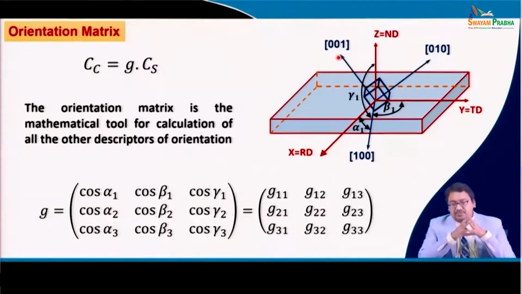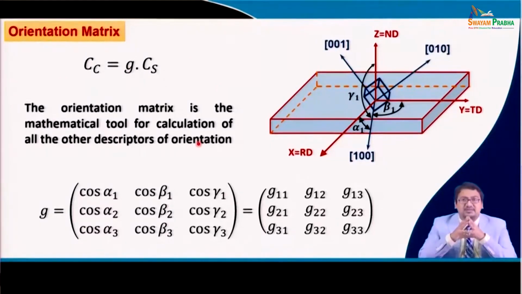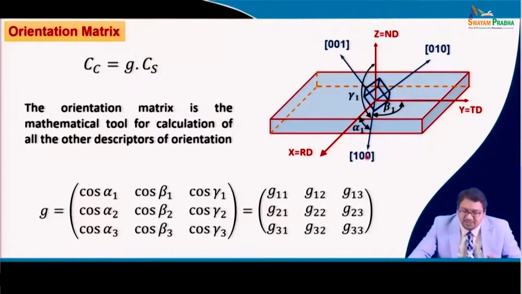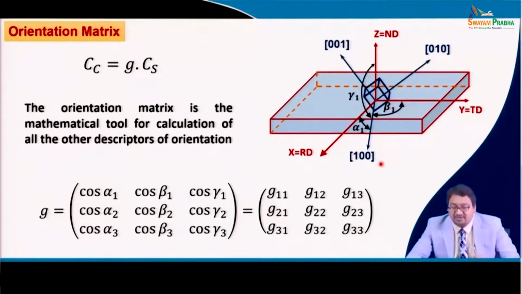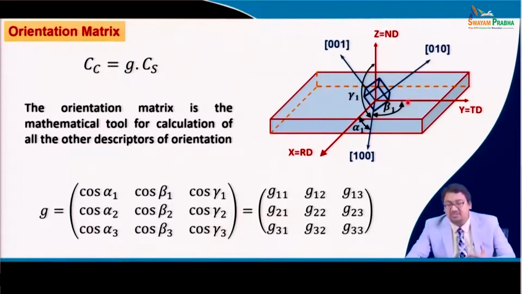So, now you see that the orientation matrix is basically the mathematical tool for calculation of all the description of the orientation. You see how it is so, because if G is the orientation matrix, then the relationship of 100 with respect to x is basically cos of alpha 1, because the angle between x and 100 is alpha 1, right. On the other hand, the relationship between y and 100, that is T d and 100, is beta 1. So, it is cos of beta 1.